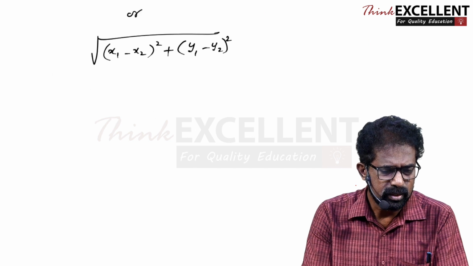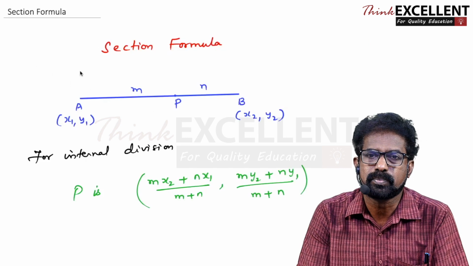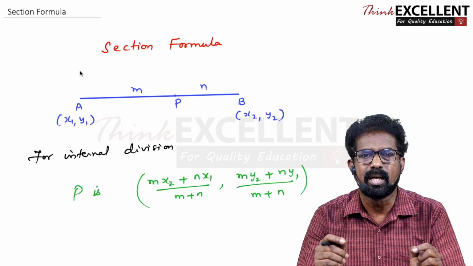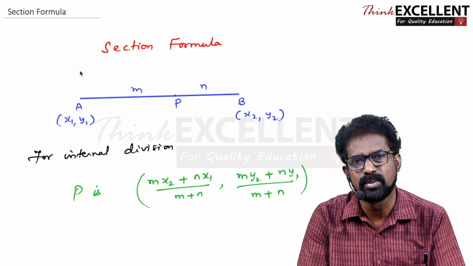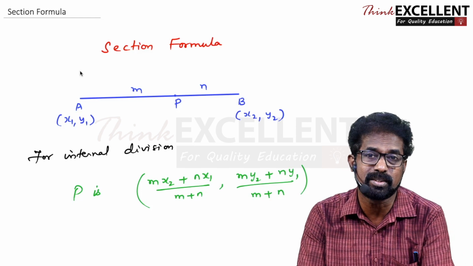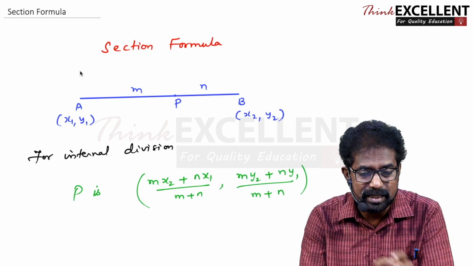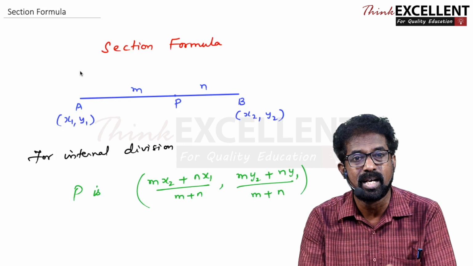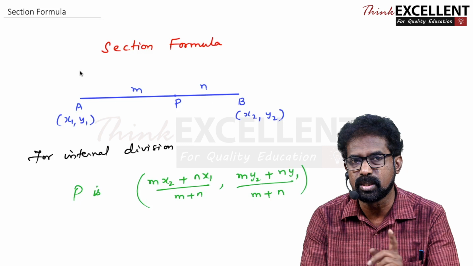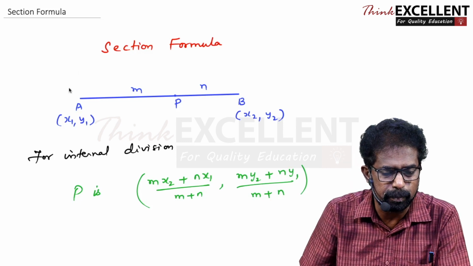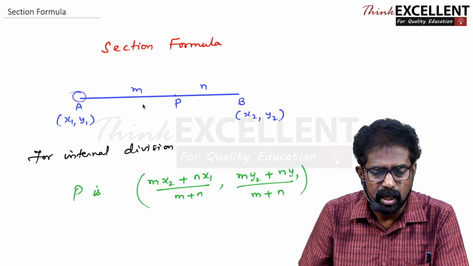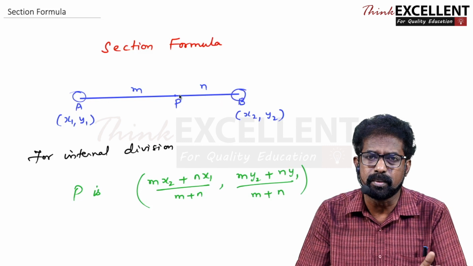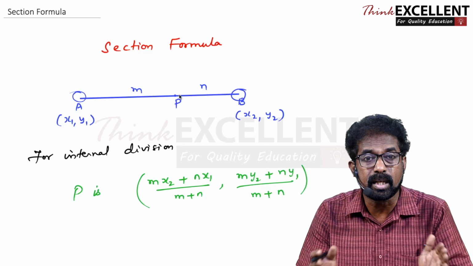The next we are going to see the section formula. Section formula: the point which cuts the line into 2 sections. How to find that point? The point may lie inside or outside, so there are 2 types of section formula: one for internal division, another for external division. 2 points are given here, A and B. A is the point x1, y1 and B is the point x2, y2. P is a point somewhere between A and B. It divides AB in the ratio m is to n.